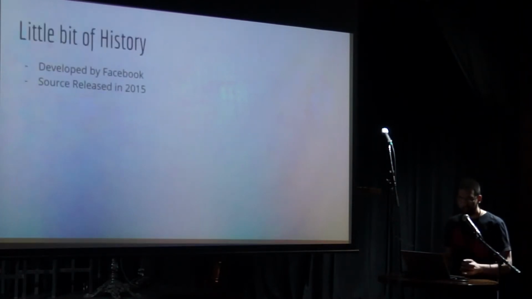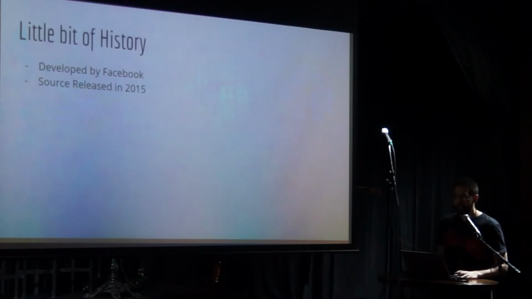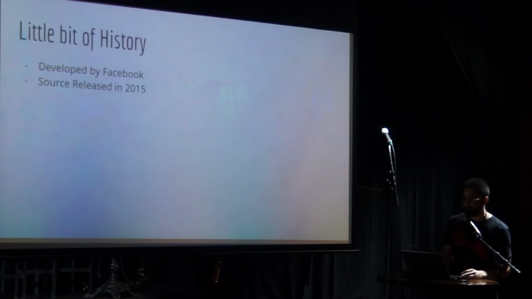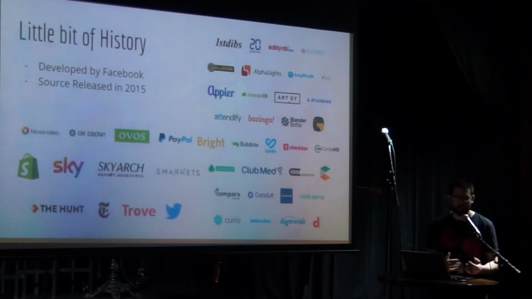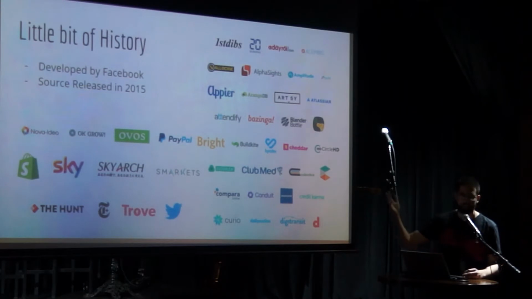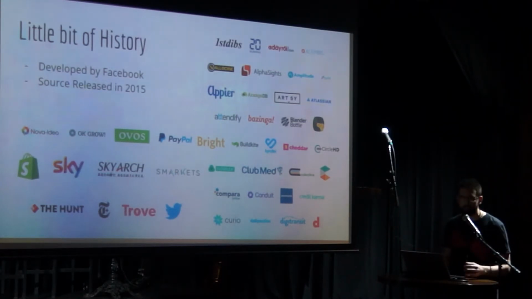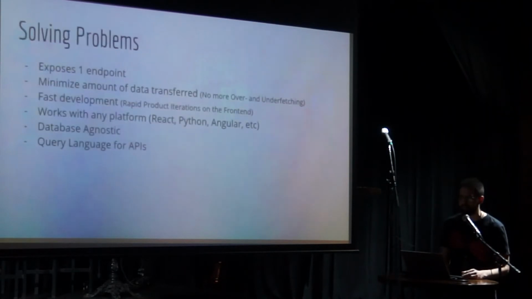So a little bit of history. GraphQL was developed by Facebook and publicly released in 2015. It was created to solve a few of those issues. It's really recent, but it's already being used by many big companies. For example, we have Twitter, Shopify, Atlassian from Bitbucket, GitHub, and lots of other companies already using it.